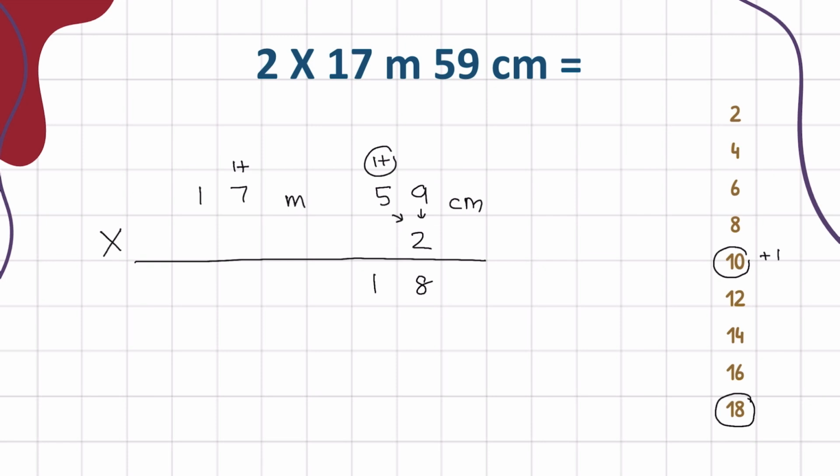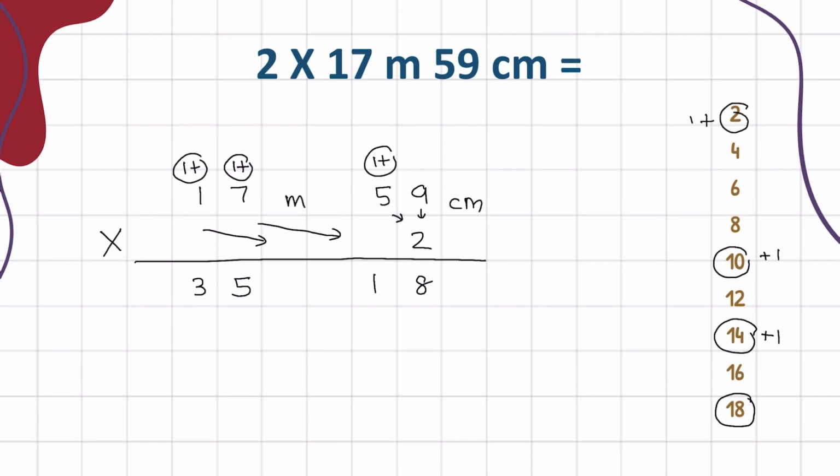Next one, you times the meter, which is 7 times 2 equals to 14, plus the number at the top, which is 1. 14 plus 1 equals to 15. So write down 5 and bring up another 1, 2 plus 8 later. Last one, 1 times 2 is equals to 2 and plus the number at the top. 2 plus 1 equals to 3.